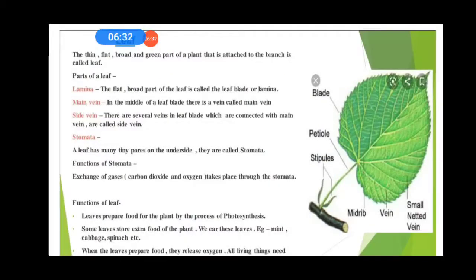Now functions of leaf. Leaves prepare food for the plant by the process of photosynthesis. Number 1. Some leaves store extra food for the plant, and we eat these leaves like mint, cabbage, spinach, etc. When the leaves prepare food, they release oxygen, and oxygen is needed for our survival. Okay, so these are the functions of leaf.